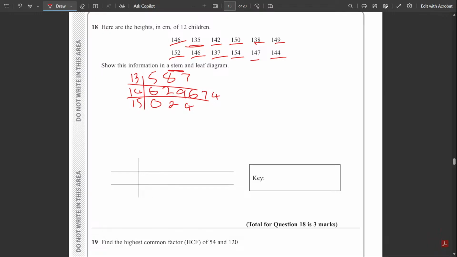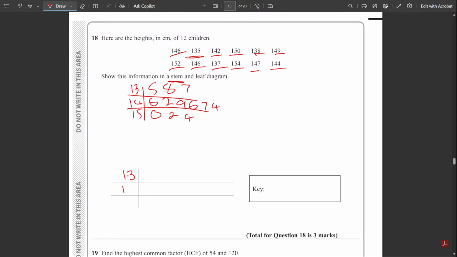Now you got to do the neat version of that. So we gotta put them in order: 13, 14, and 15. Okay, so 135, then 7, 37, and then 138.